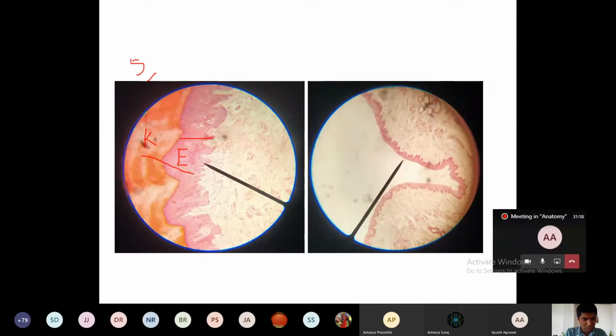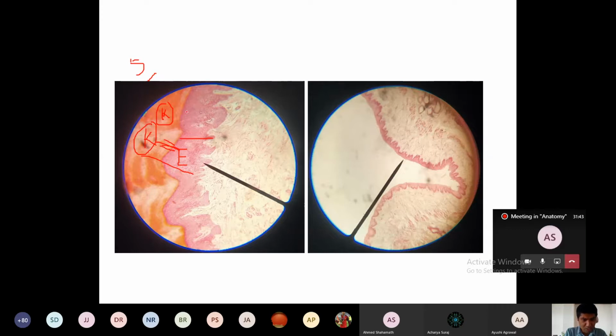Keratinized stratified squamous. Yes, keratinized stratified squamous epithelium. Good. This is the keratinized stratified squamous epithelium. So what will be the cardinal features? See, on the surface there is the keratin layer, thick keratin layer. You can see the keratin layer formed by the dead cells, dead squamous cells, the dead superficial cells joined together.